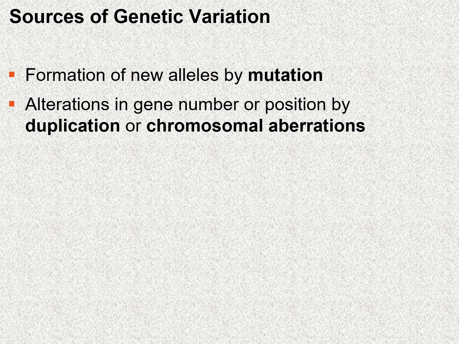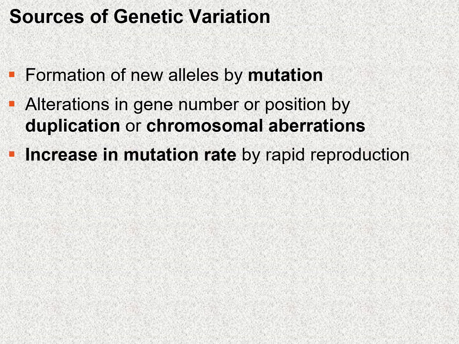Deletions, substitutions, insertions can all affect the genes and the alleles. So there can be an increase in the mutation rate or decrease in the mutation rate. Generally, an increase in mutation rate is going to occur with rapid reproduction. So those organisms that can reproduce very quickly are generally going to have a higher mutation rate.